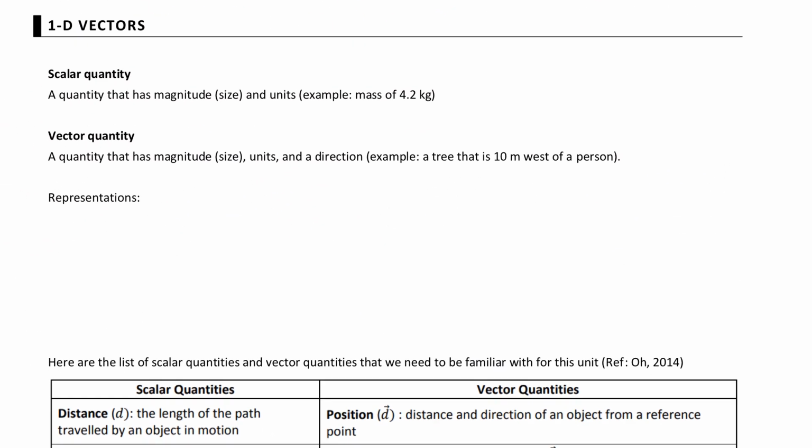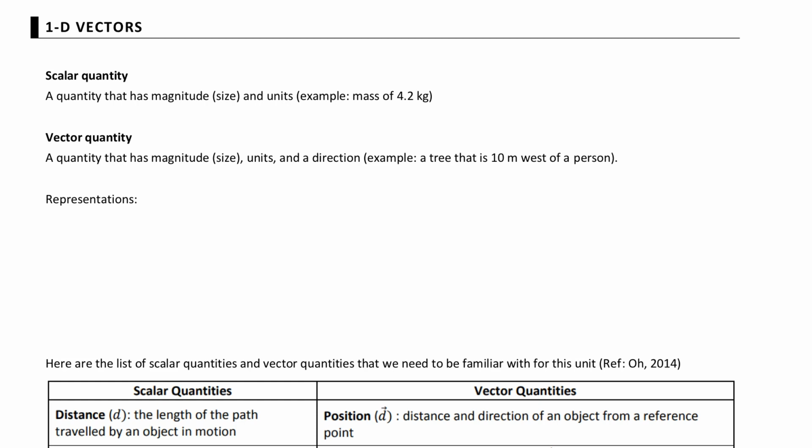Okay, we talked about motion diagrams and how we can transfer them into position time graphs, but let's talk about scalar and vector quantities. So a scalar quantity is a quantity that has magnitude, size, and units. An example of that would be 4.2 kilograms. We could mention 3.0 meters or kilometers. It doesn't really matter. All it has is a magnitude or size, and it has a unit.